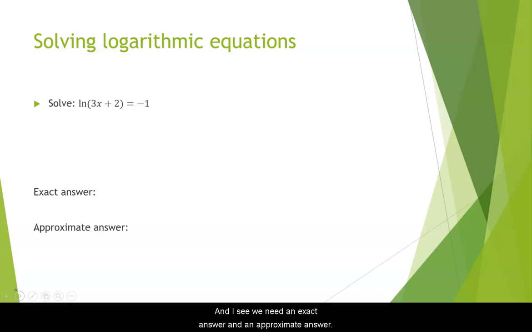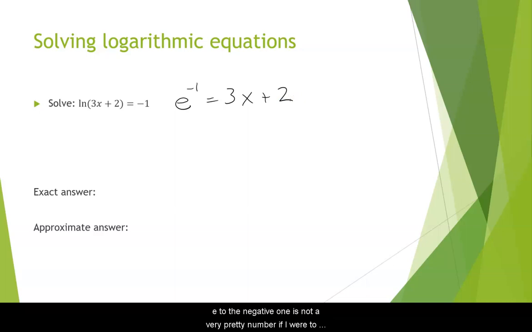Solve the natural log of 3x plus 2 equals negative 1. And I see we need an exact answer and an approximate answer. Consider what is the base of natural log. It's log base e. In exponential form, this equation becomes e to the negative 1 power equals 3x plus 2.